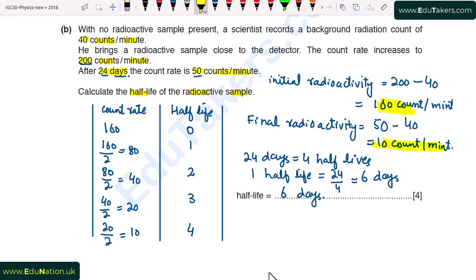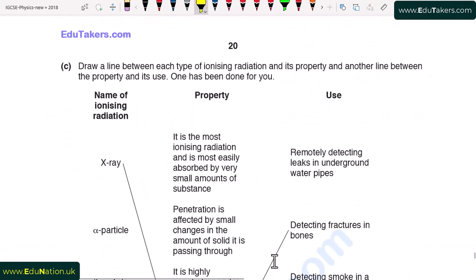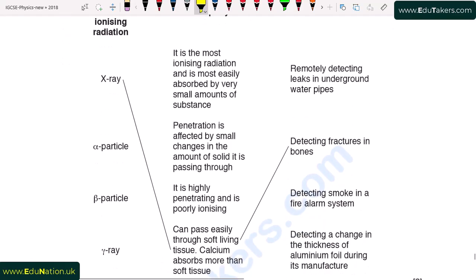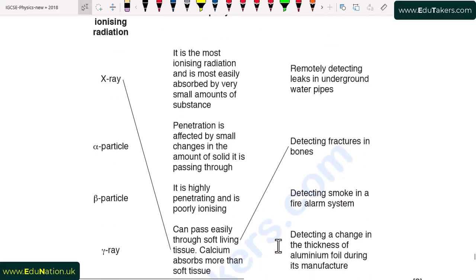Going towards the next part of this question. Part C. Draw a line between each type of ionizing radiation and its property and another line between the property and its use. One has been done for you. So the names of ionizing radiation are X-rays, alpha particles, beta particles and gamma rays. Here the second column is property while the third column is use.